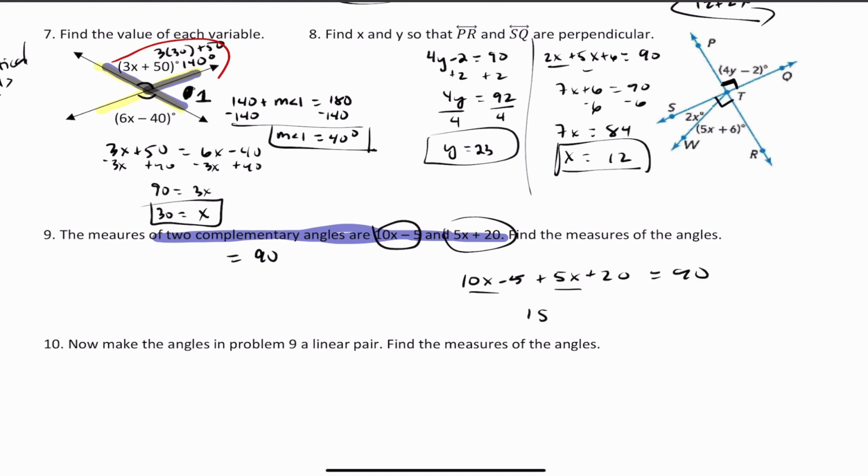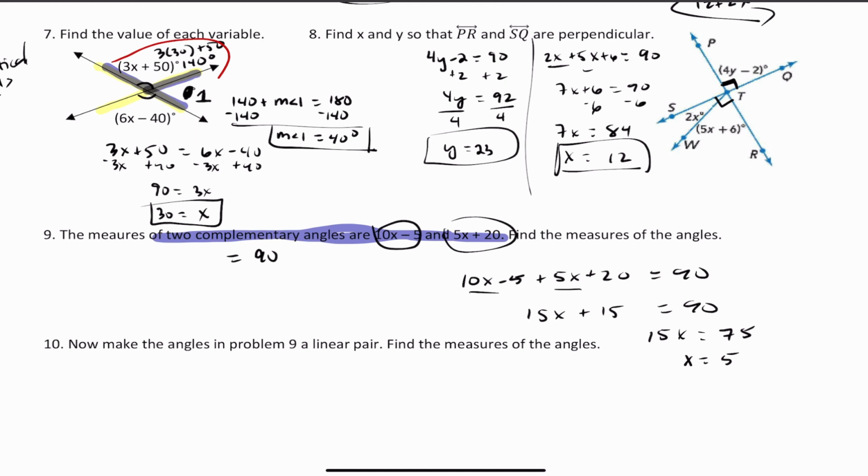So then 15x plus 15 is equal to 90. And 15x, if I subtract both sides by 15, I'm going to get 15x equals 75. So x is equal to 5, okay? Am I done? Well, no, because I got to find the measures of each angle.